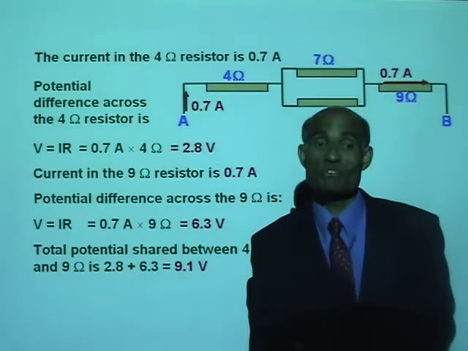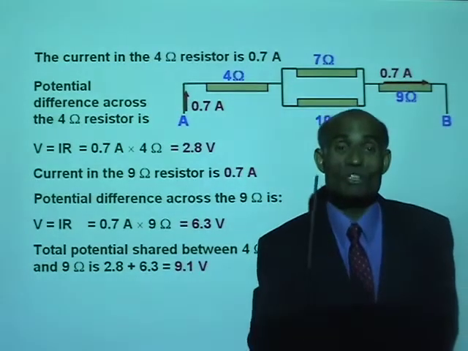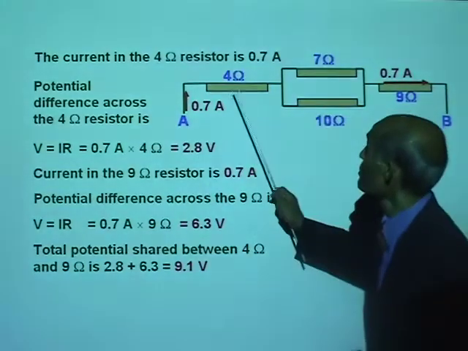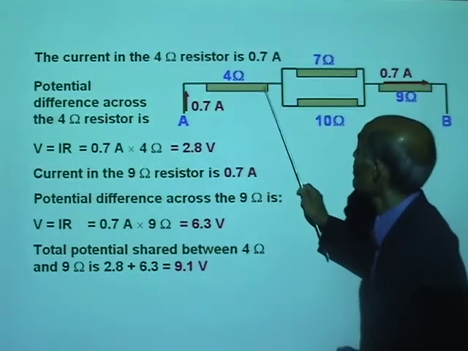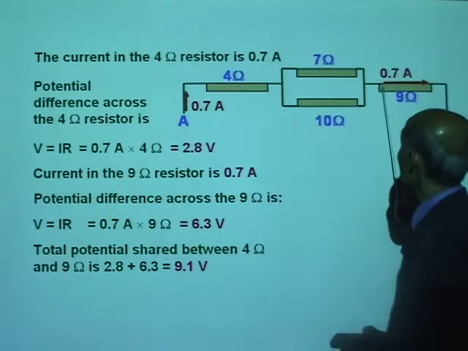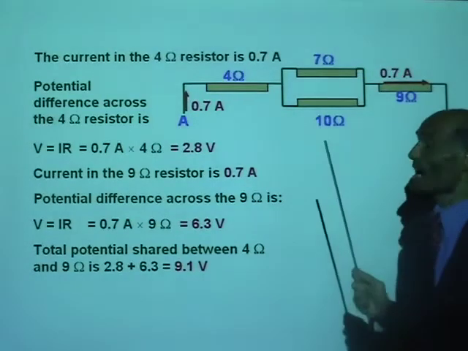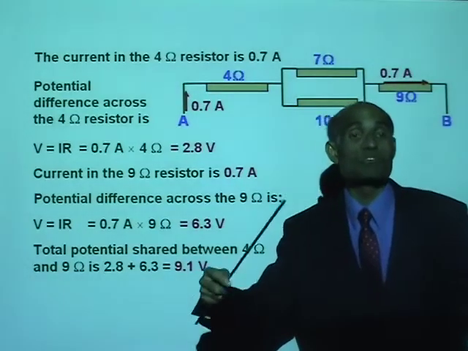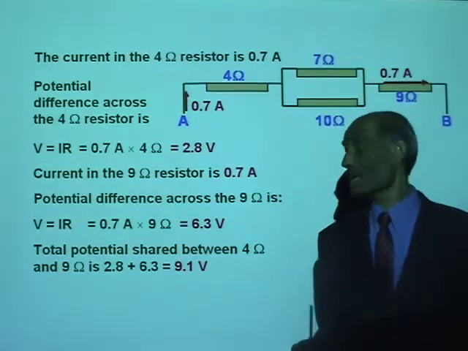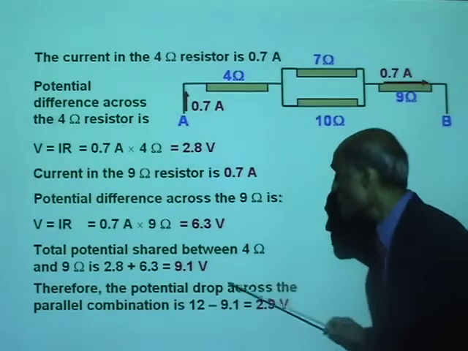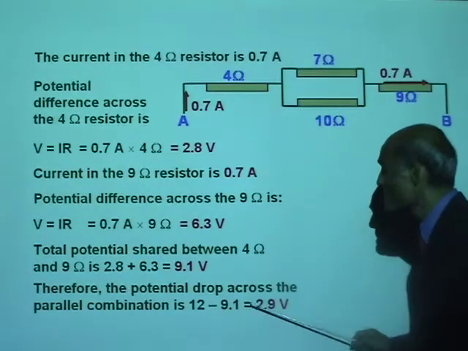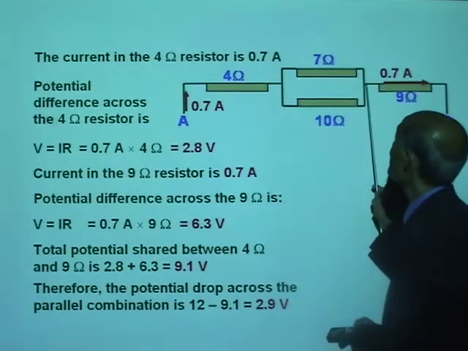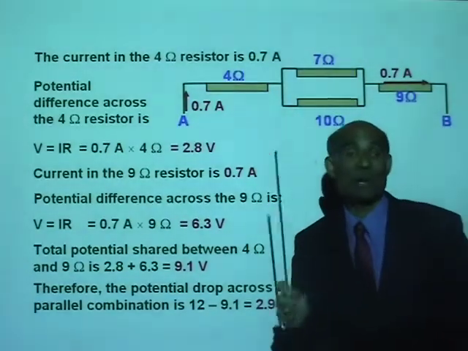What is the total potential? The total potential is 12 volt. And out of that 12 volt, 2.8 is across the 4 ohm, 6.3 is across the 9 ohm, a total of 9.1 volt has been used up. What is the remaining? The remaining potential is 12 minus 9.1, and that will be the potential difference you will see across the parallel combination.